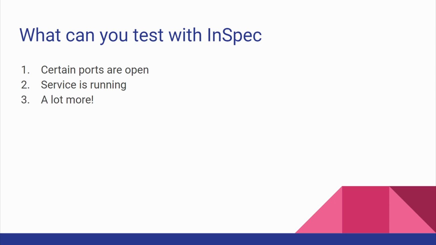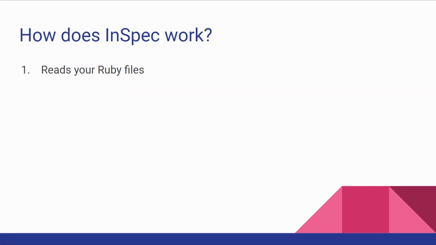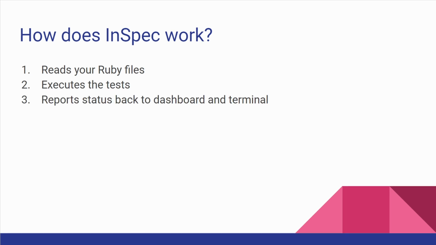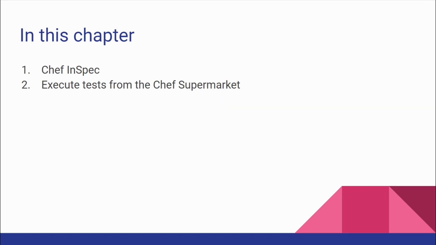These criteria are defined in Ruby files. Chef InSpec will read these files and execute the tests one by one on your nodes. The status is then reported back to the Chef Automate server and visible on your dashboard. You can also use predefined compliance profiles from the Chef Supermarket, like Linux Baseline, which will download the profile from the supermarket and execute the tests inside of it on your nodes.